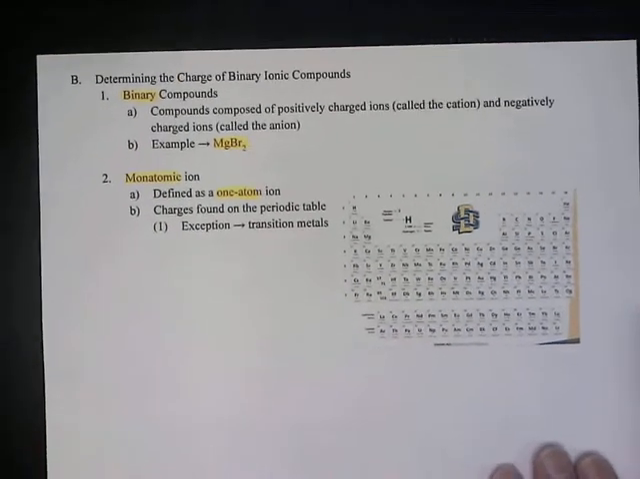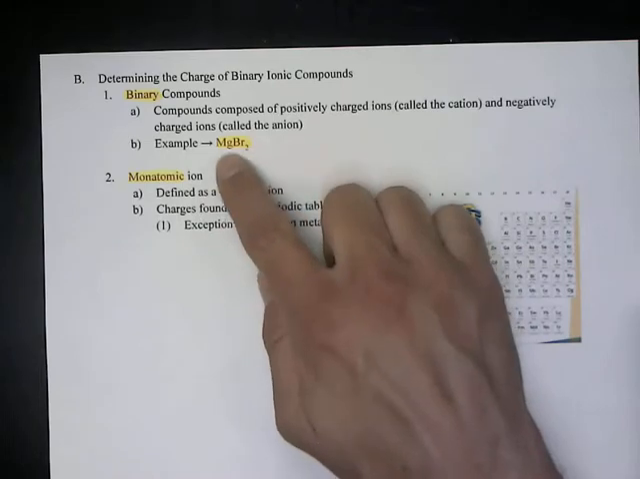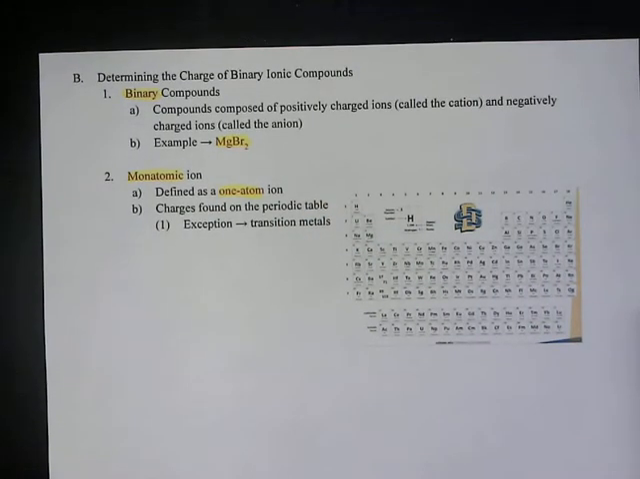All right, so we move on here to determining what we have to work with. The simplest type of ionic compound is a binary compound. The compound is going to be composed of 2 different elements, each having a different charge. So you're going to have a cation, the positively charged ion, and a negative ion called the anion. Again, an example is magnesium bromide. You can see here, there are just 2 different elements in a binary compound.